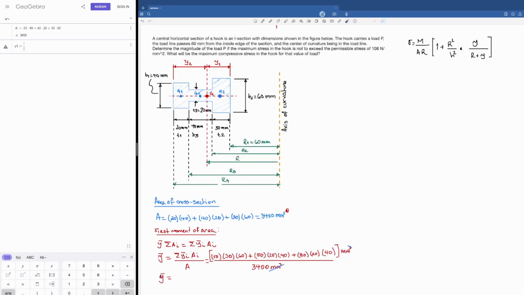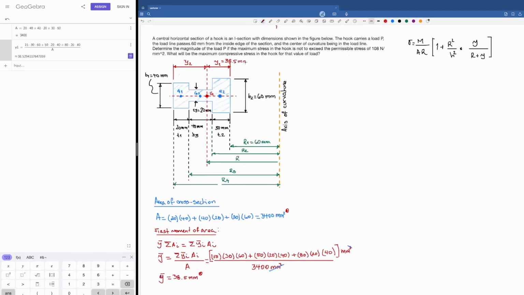So it's going to be 15 times 30 times 60 plus 50 times 20 times 40 plus 80 times 20 times 40, and that's going to be divided by the area that I have calculated there, and that's going to give me 38.5. Let's see here. 38.5 millimeters. This is this value here. I'm trying to write it down here.